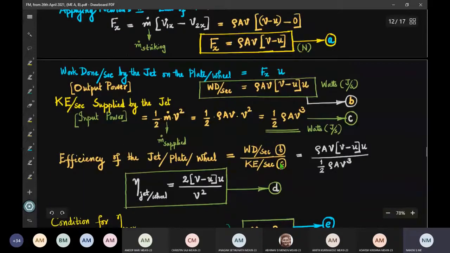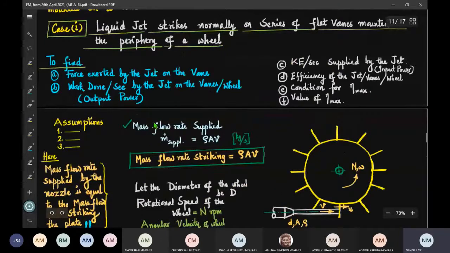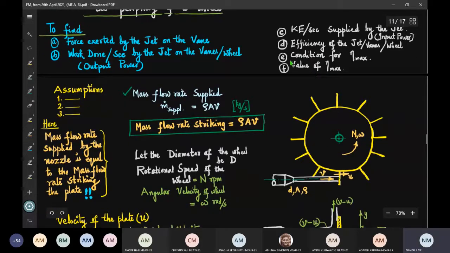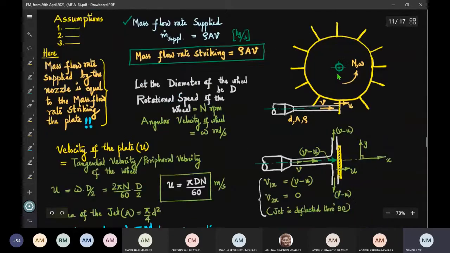Say that's equation D. See why I have written A, B, C, D, E: here we are considering a jet that strikes normally on a series of flat vanes mounted on the periphery of a wheel. We found the force exerted by the jet on the vane, that is part A, and part B is the work done per second by the jet on the wheel, that is output power. Part C is kinetic energy per second supplied by the jet, that is input power. The efficiency of the jet or wheel we also found out. What remains is the condition for maximum efficiency and the value of maximum efficiency.